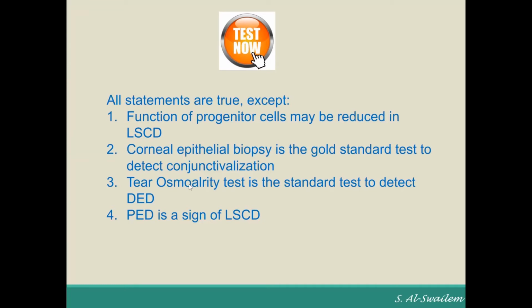Okay, so which one is false? So I think regarding the standard way to test for conjunctivalization, we said we do cytology, impression cytology. Correct. So impression cytology is the gold standard test to detect conjunctivalization. Well done. Okay, so let's move to the next slide now.